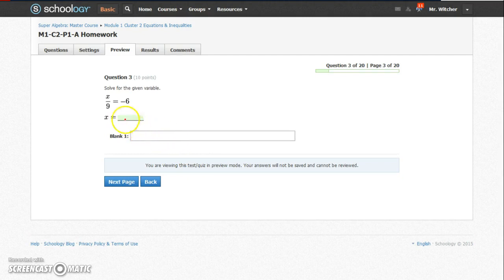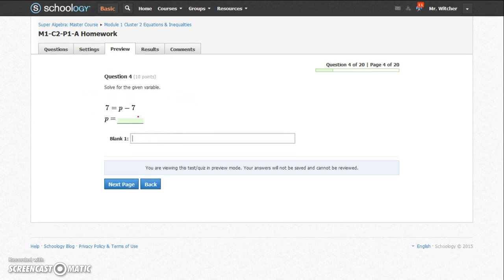Example 3. We're dividing by 9. What's the inverse of division? Multiplication. So if I multiply by 9 on both sides, over here with the fractions, this can be written as 9 over 1. 9 divided by 9 is 1. So we have 1 over 1, which is 1. 1 times x is just x. So x equals negative 6 times 9. Negative 6 times 9 is negative 54.